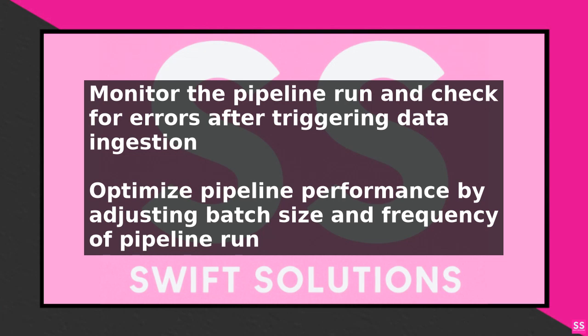In conclusion, ingesting data from Event Hub into Azure Synapse is a straightforward process that can be achieved by creating a new pipeline in Azure Synapse and specifying the source and sink. By following the steps outlined in this tutorial and best practices, you can successfully ingest data from Event Hub into Azure Synapse and start analyzing your data.